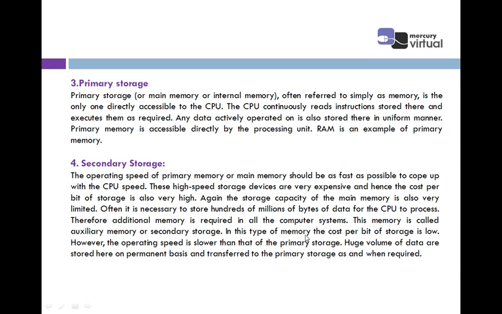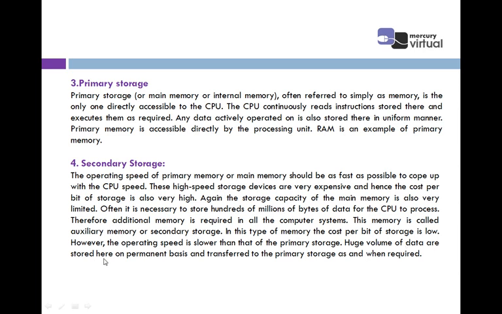In this type of memory, the cost per bit of storage is low. However, the operating speed is slower than that of the primary memory. As I told you, this is used for backup. So there is some limitation in the RAM, and the secondary storage speed is slower, but it is used for backup. So there is no option; we can use secondary memory.